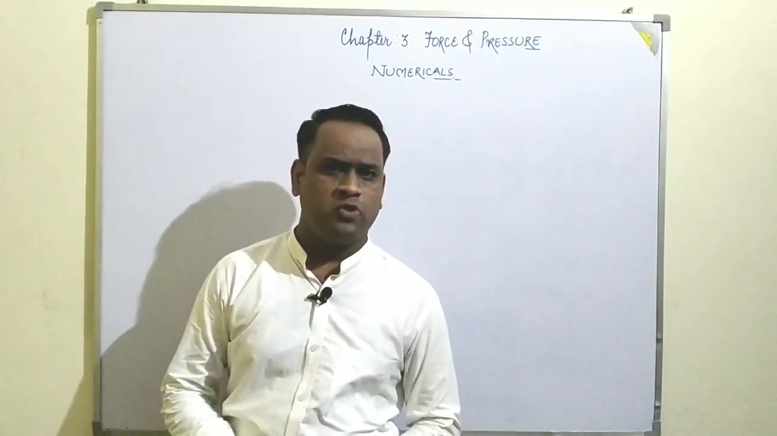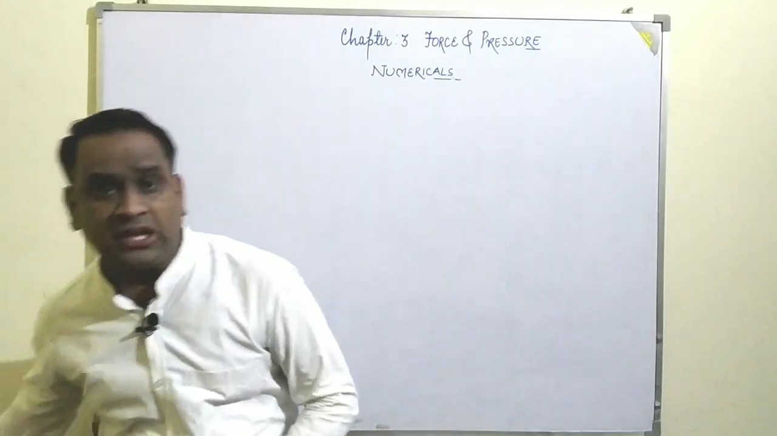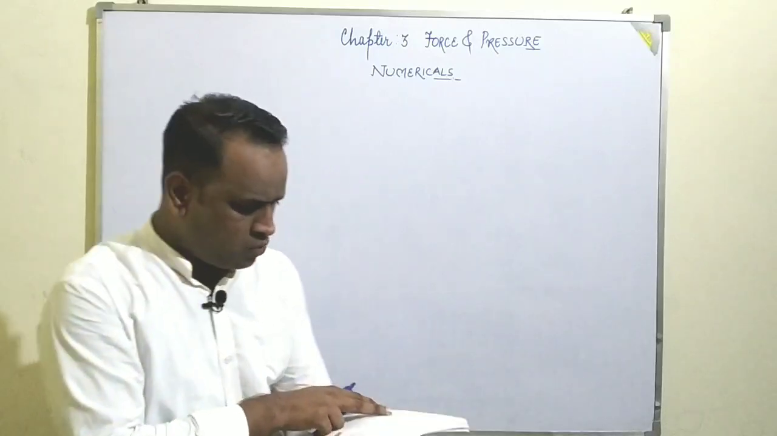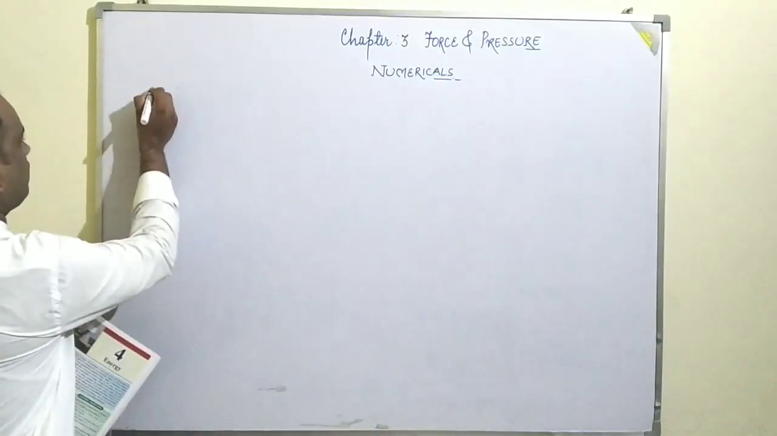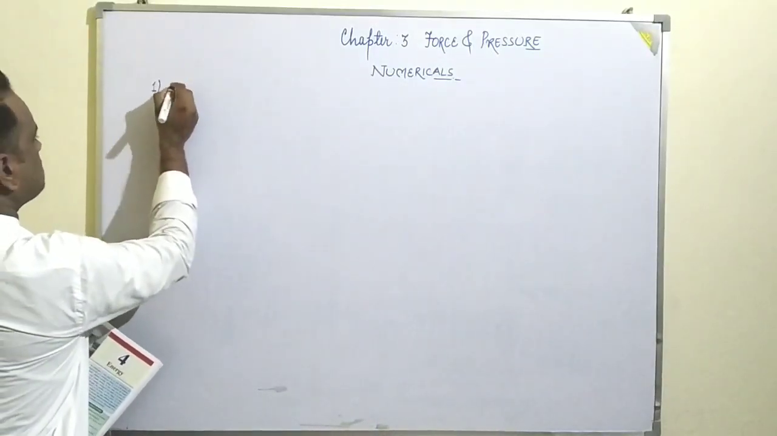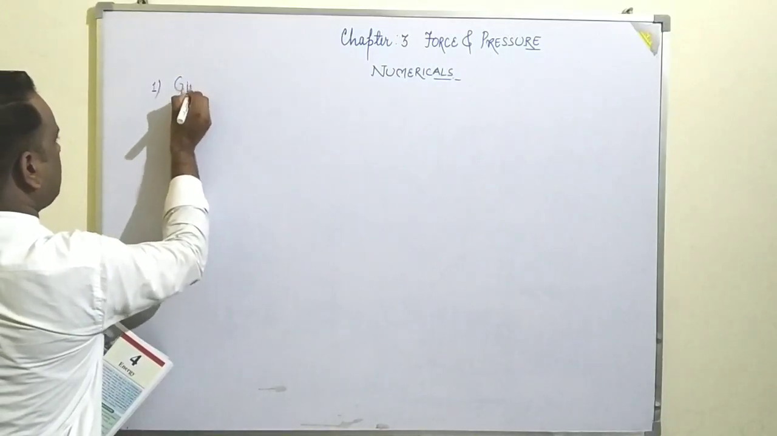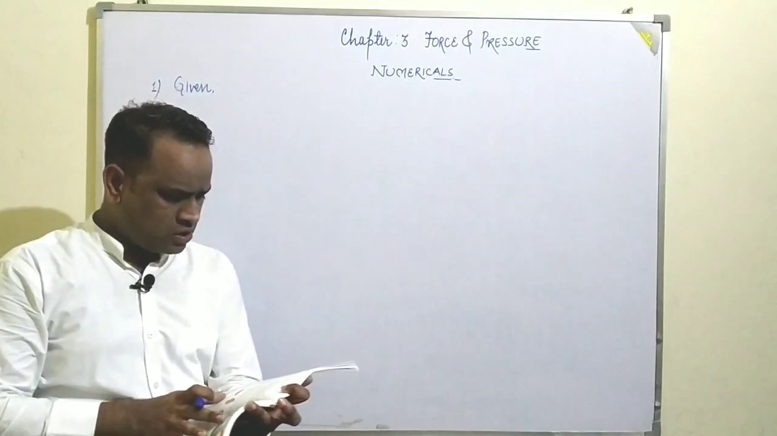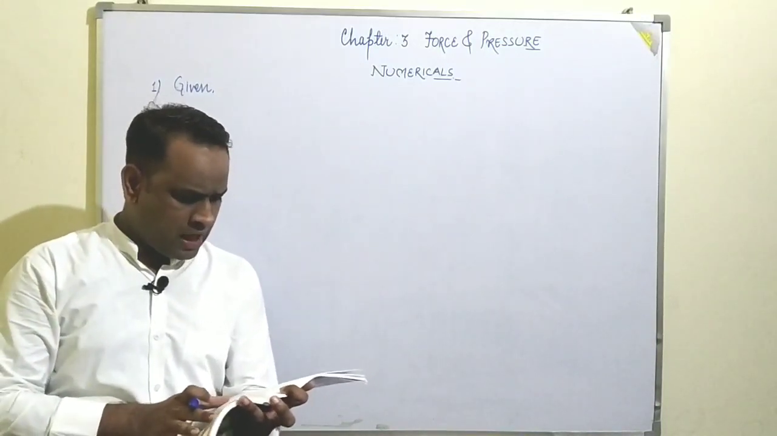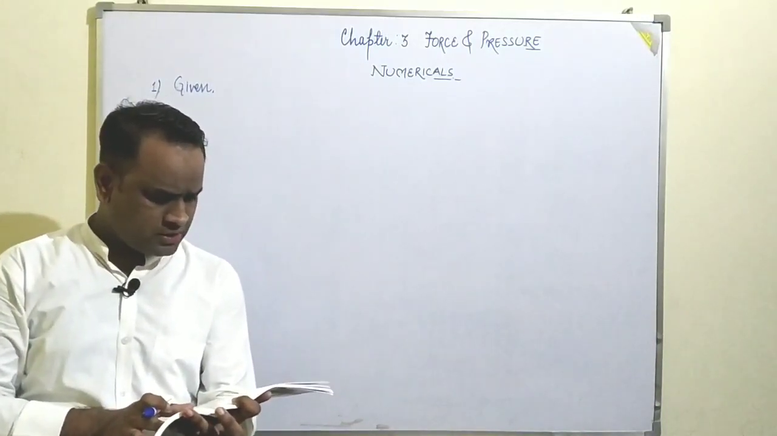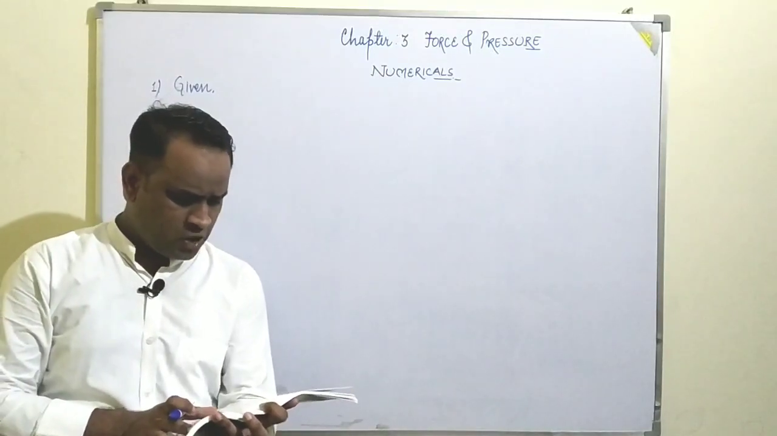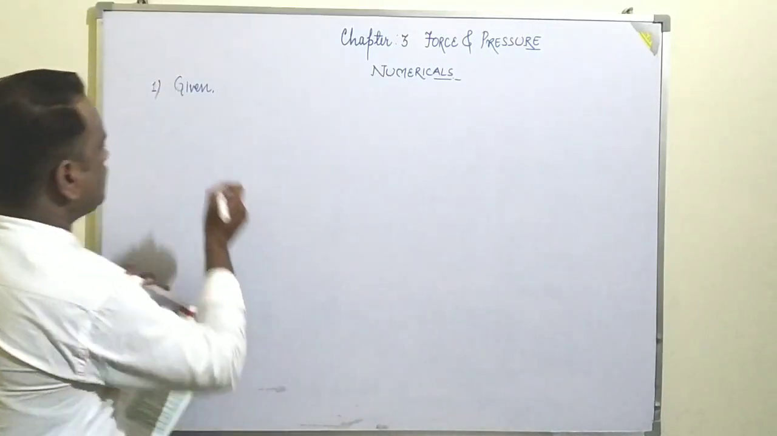The first question from your book is: find out the moment of force. What we have to calculate is the moment of force. First we will write the given things. The question is: find the moment of force of 20 Newton about an axis of rotation at a distance of 0.5 meter from the force. Okay, so what is given?